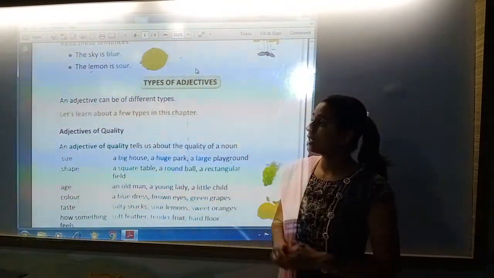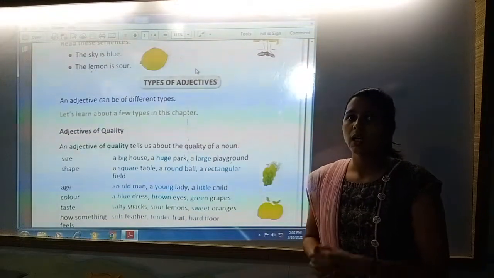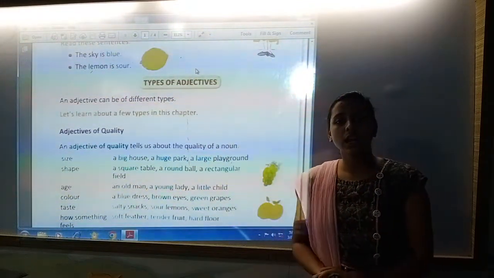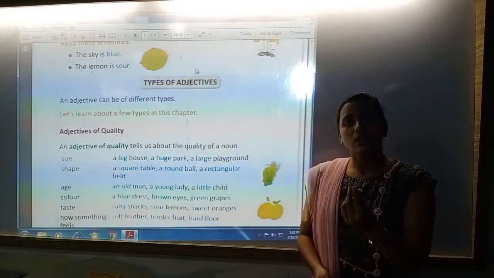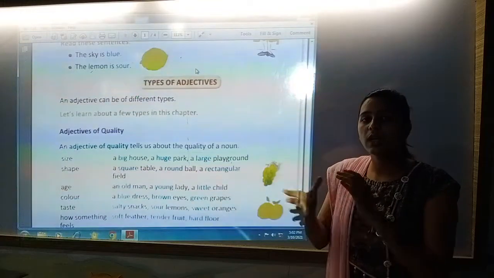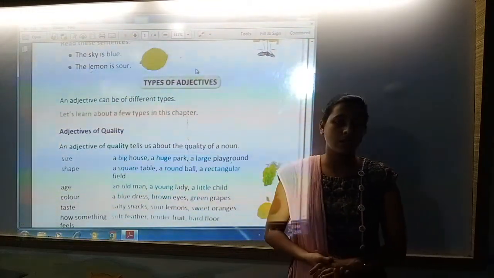Next sentence, the lemon is sour. What is sour? Lemon. Lemon is noun. How is the lemon? Sour. Then sour is the describing word for lemon. So sour is adjective for lemon.